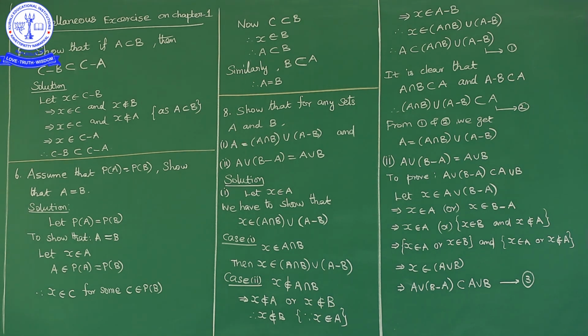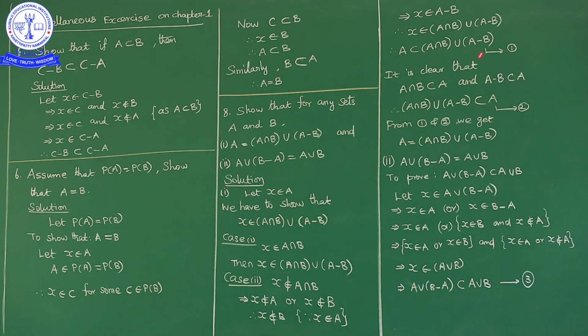Clearly, A intersection B is a subset of A, as well as a subset of B. So anyhow, A intersection B is a subset of A, and A minus B is also a subset of A. So this is a subset of A, this is a subset of A. So their union is also a subset of A only. Now this is 2.